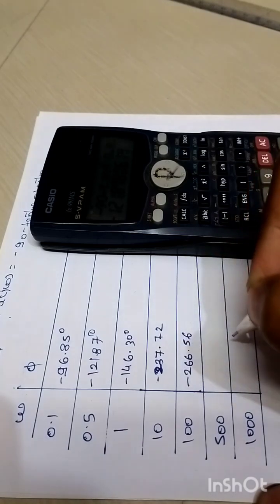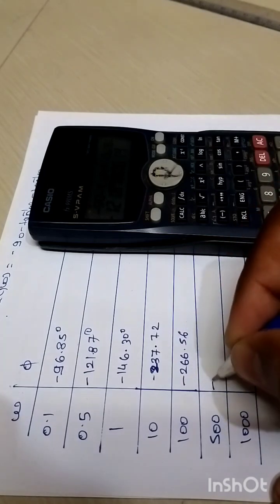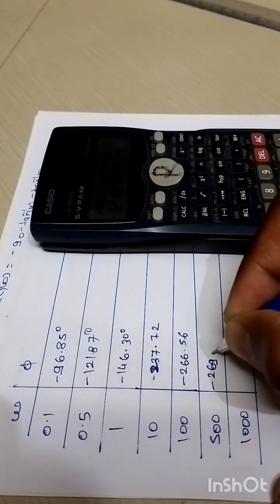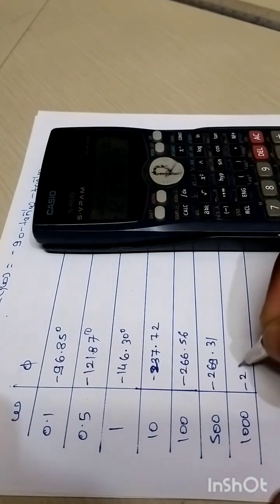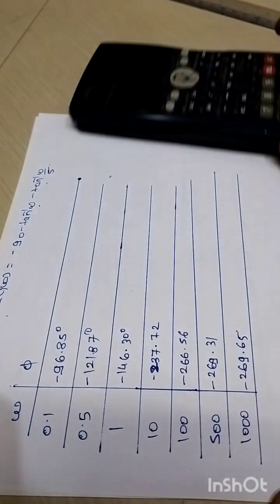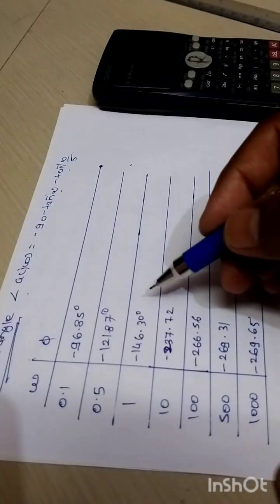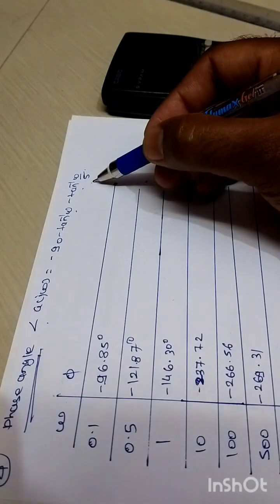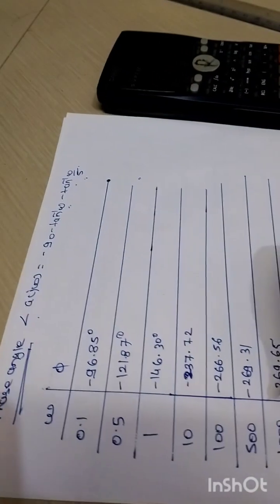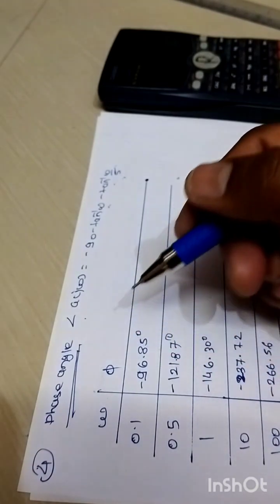These values are already tabulated, right? When omega equals 500, minus 269.31, and when omega equals 1000, it will become minus 269.65. So in this way, for this phase angle plot, the desired phase angle is to be tabulated with this expression by iterating the different values of omega, right? So that will be step number 4.